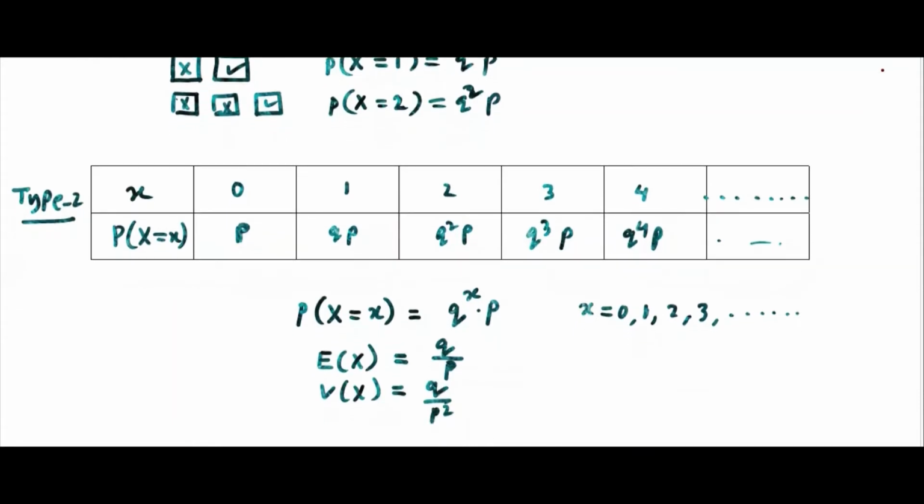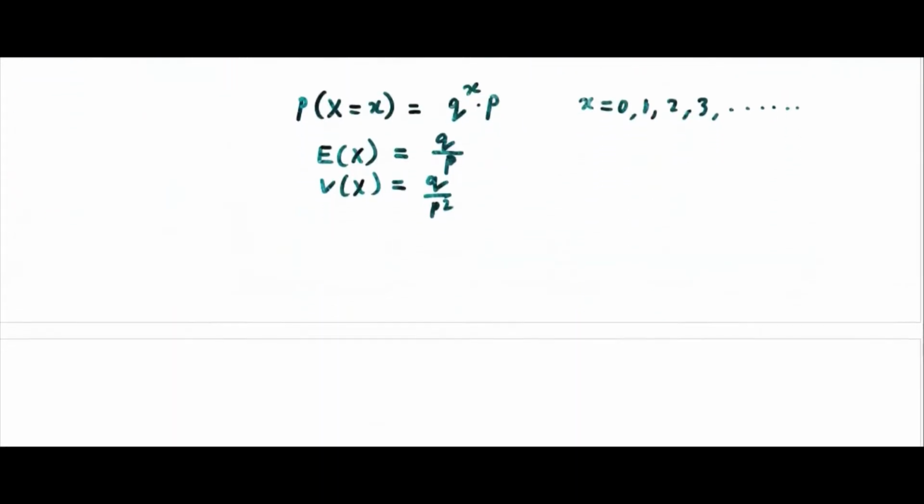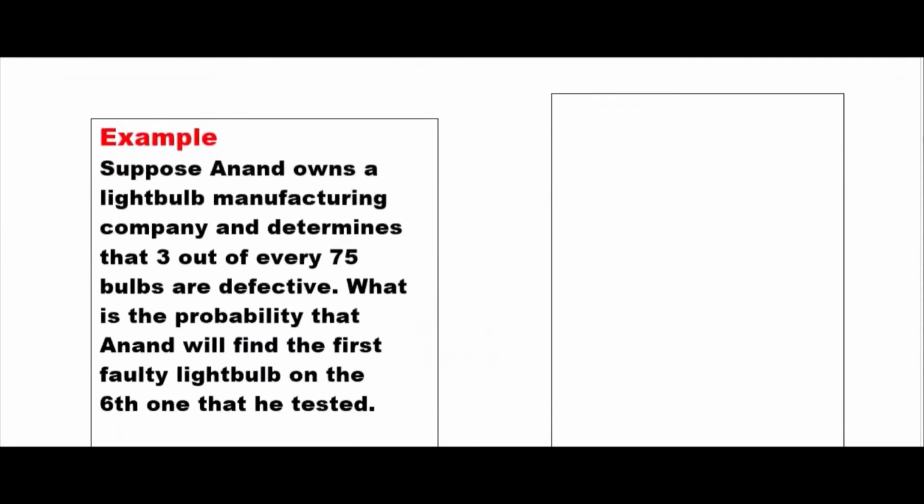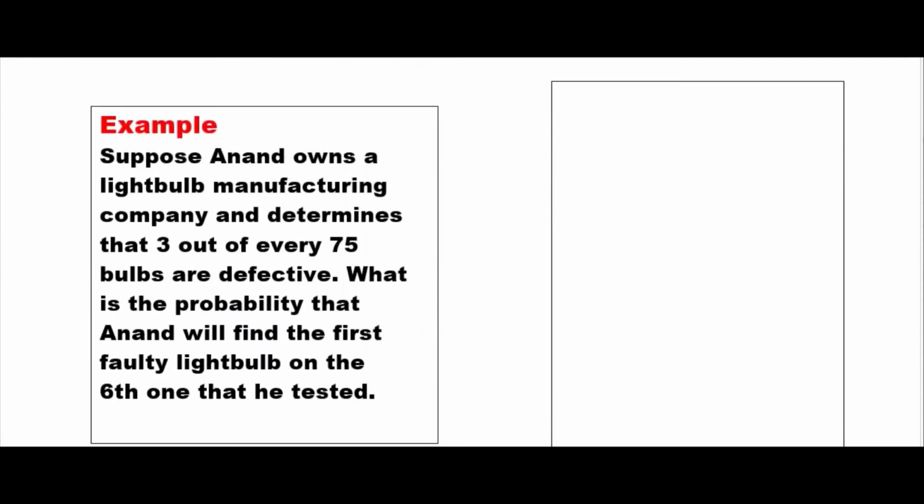Now let's do one problem from each. There are several problems in the assignments anyway. This is the first one. Suppose Anand owns a light bulb manufacturing company and determines that 3 out of every 75 bulbs are defective. So either you will get P directly, or P will be given in the question. What is the probability that Anand will find the first faulty light bulb on the sixth one that he tested?